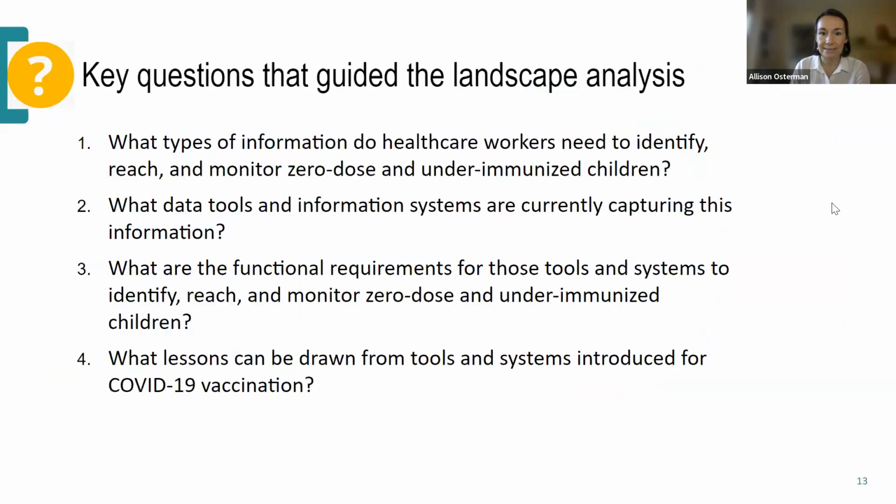Next slide, please. The key questions that guided the literature search and analysis are listed here. Specifically, we were looking at what kind of information and data healthcare workers need to identify, reach, and monitor zero-dose and under-immunized children. What kinds of tools and systems exist to capture the information? And then what are the functional requirements or components of those systems and tools?